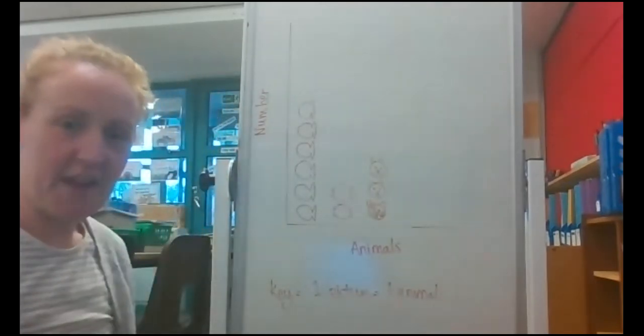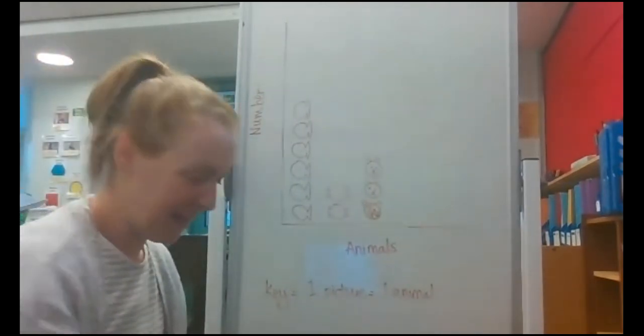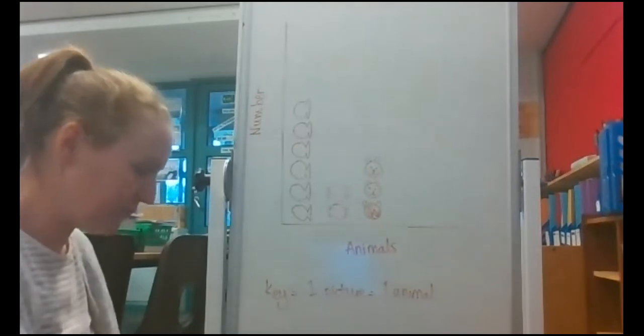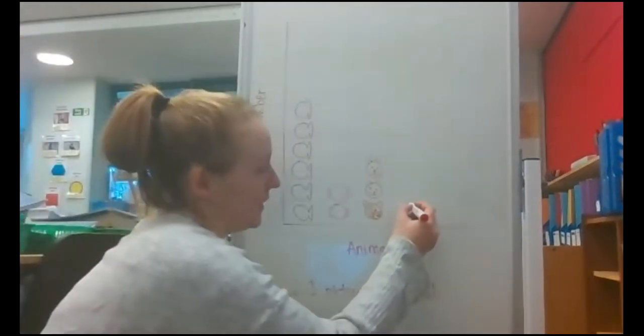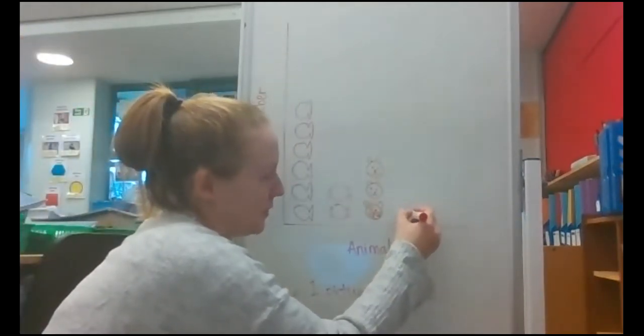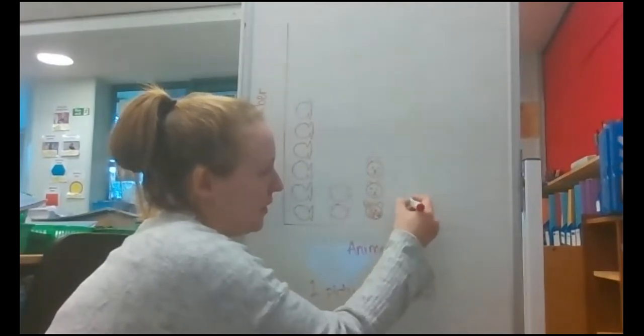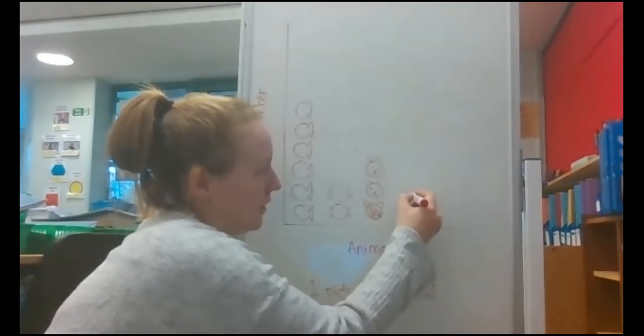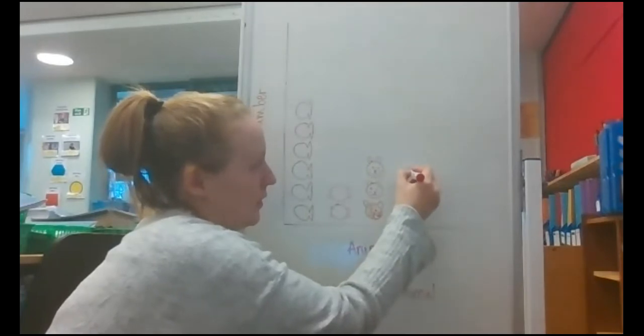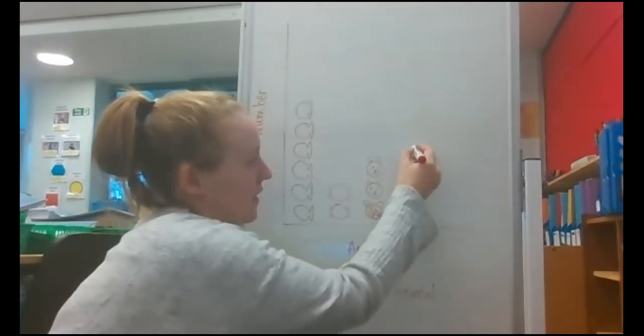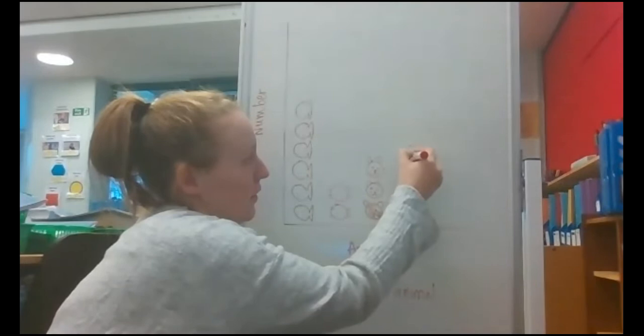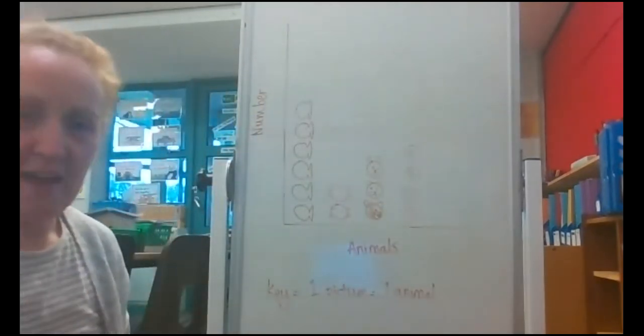3 dogs on there, more like teddy bears. And the last one is the bird, and I've got 4 birds. So this time I'm going to do a beak. 1, 2, 3, 4 birds. So there is my pictogram.